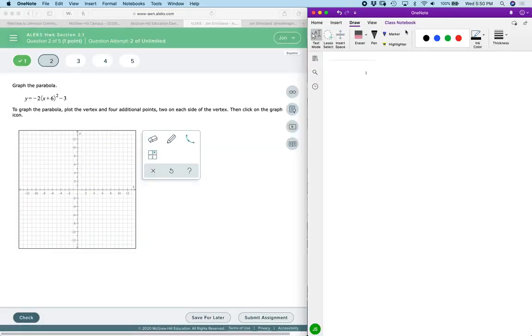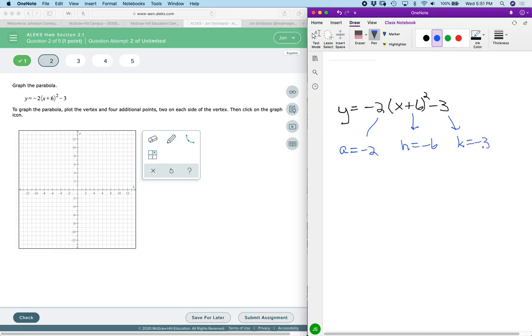Okay, now we have this next function, and this one is already in vertex form. We have y is equal to negative 2 times the square of the quantity x plus 6, and we have minus 3. And we have a is equal to negative 2, h is equal to negative 6, and the k value is going to be negative 3. And again, the graph is going to open down from the vertex. And the location we have is negative 6, negative 3.